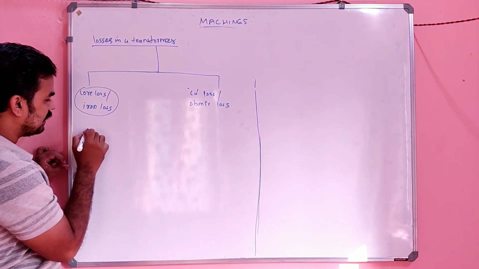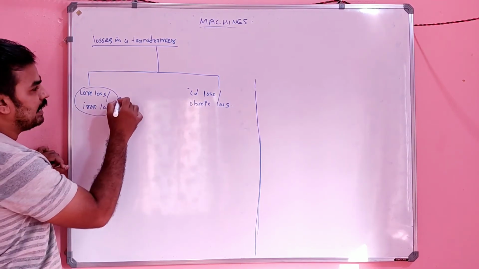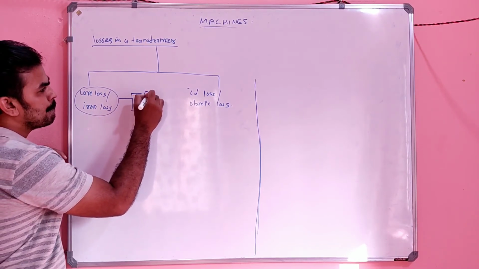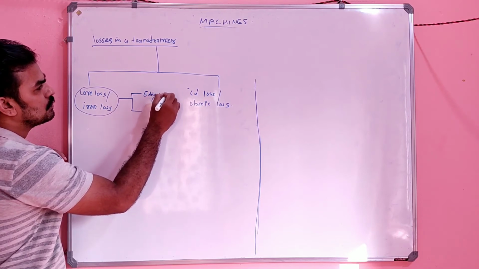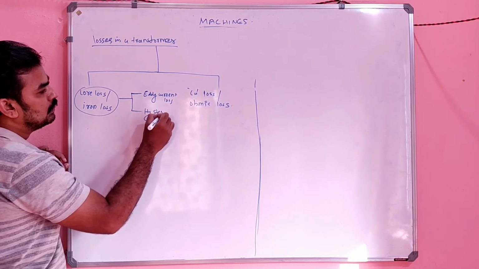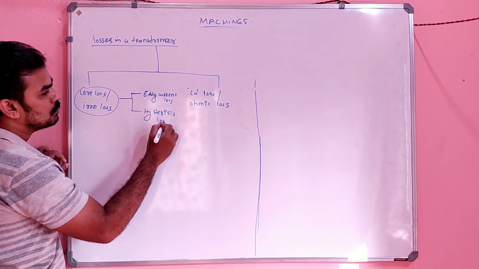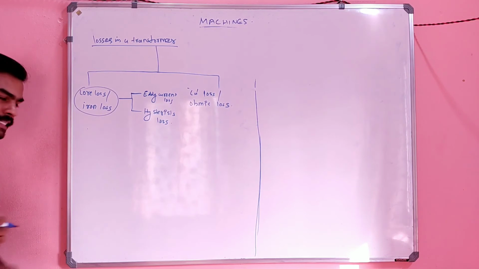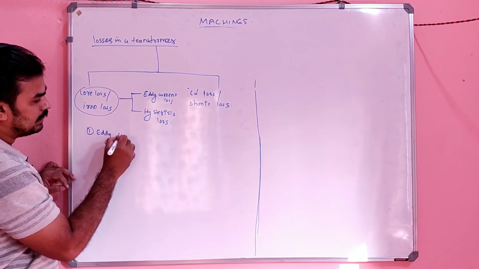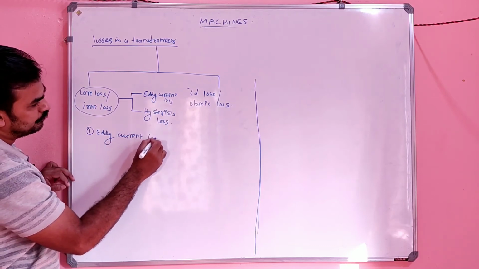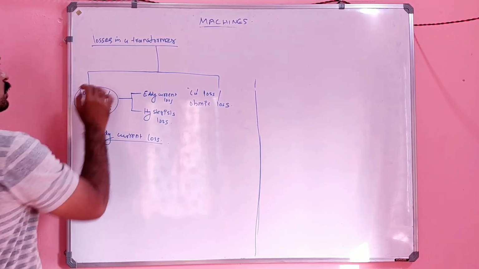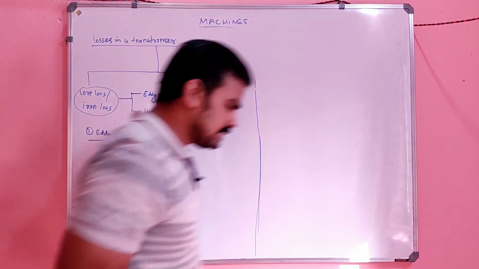First we have to see core loss, iron loss. It again has two types of loss: eddy current loss and hysteresis loss. Let's see one by one. First one, eddy current loss. See, the core loss or iron loss is a constant loss, in other words.